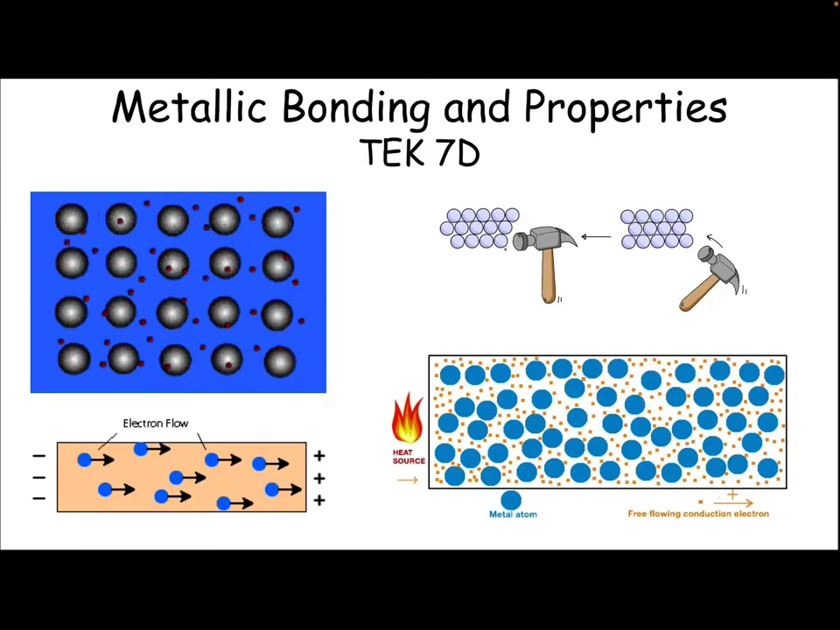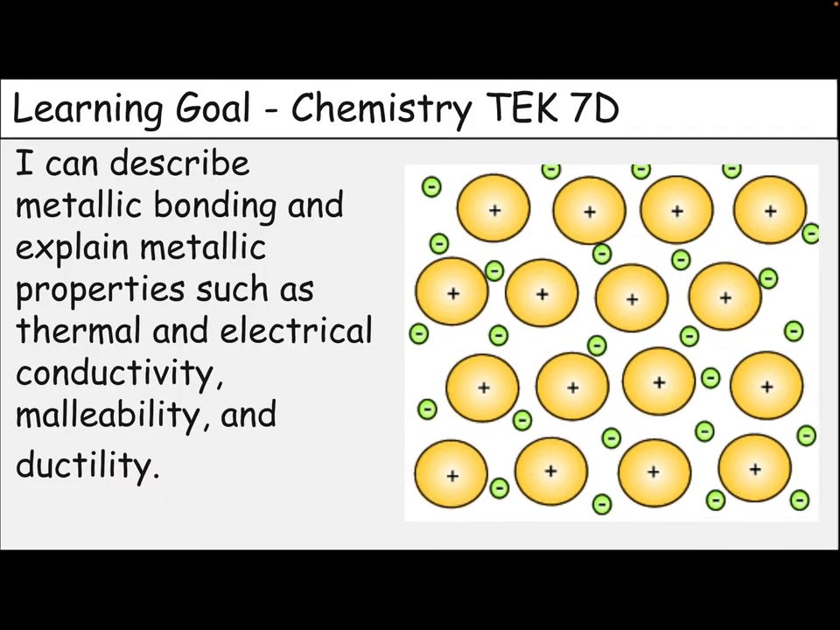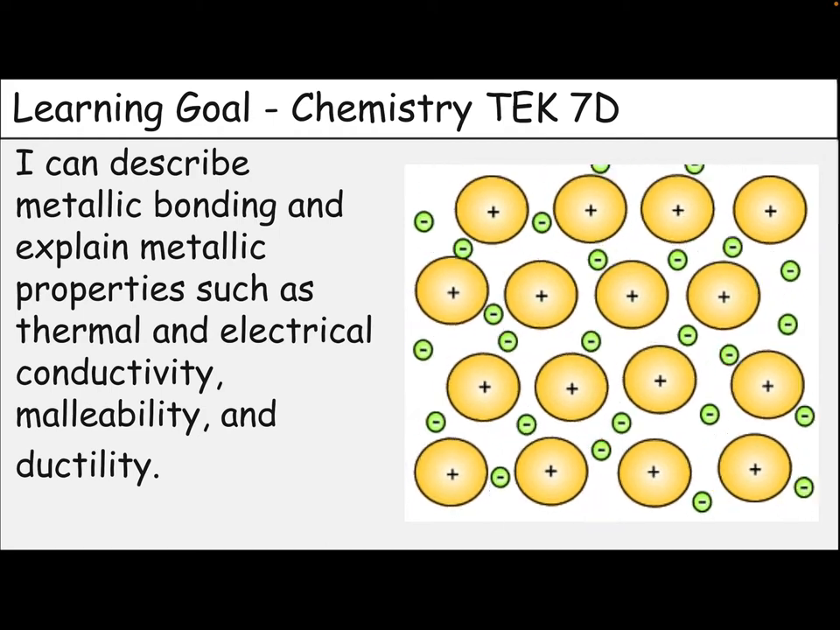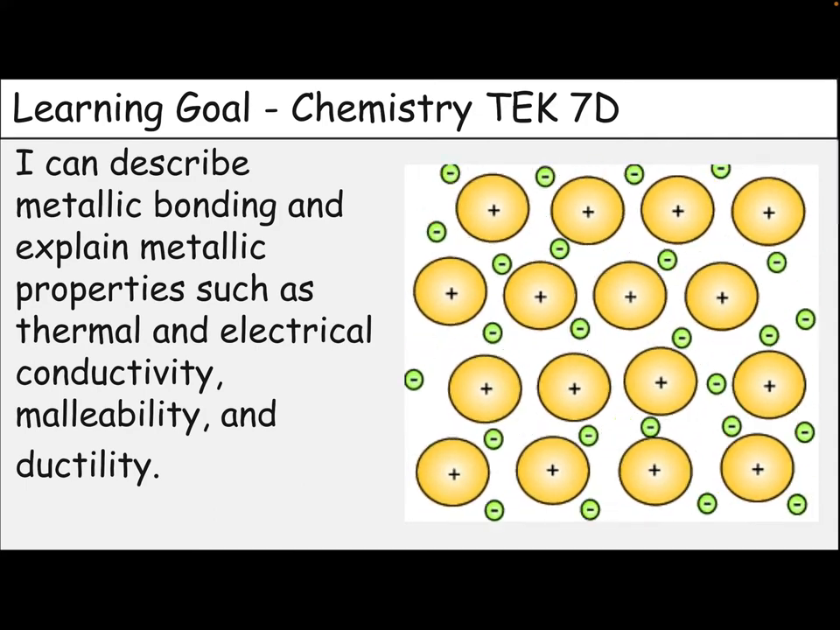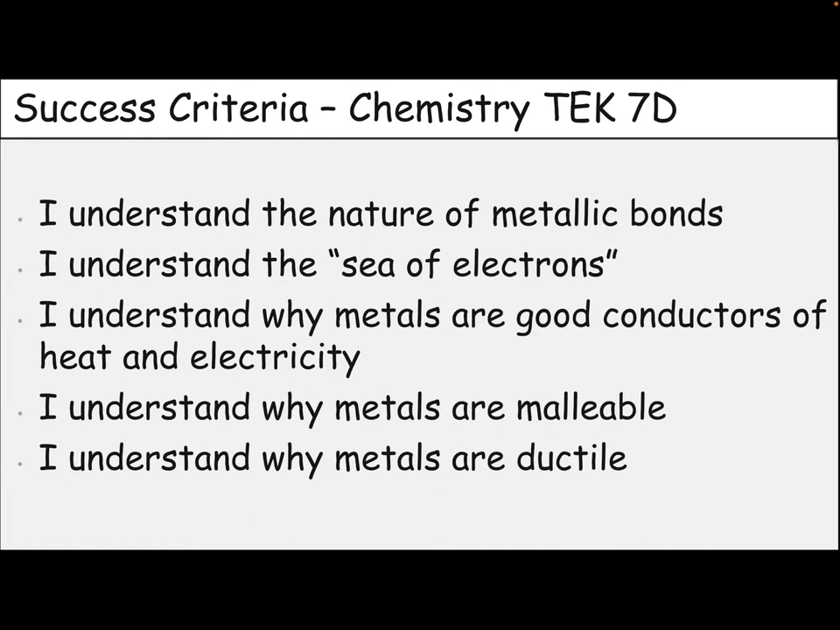So, once again, today's lesson is going to be on metallic bonding and properties. So what is your learning goal? Your learning goal is I can describe metallic bonding and explain metallic properties such as thermal and electrical conductivity, malleability, and ductility. Here is the success criteria.